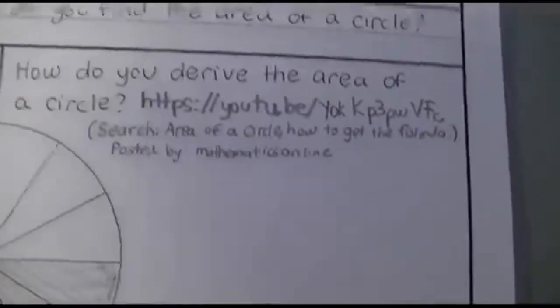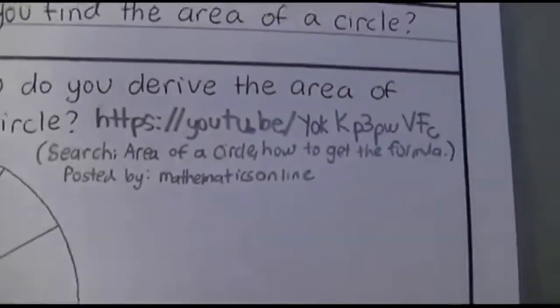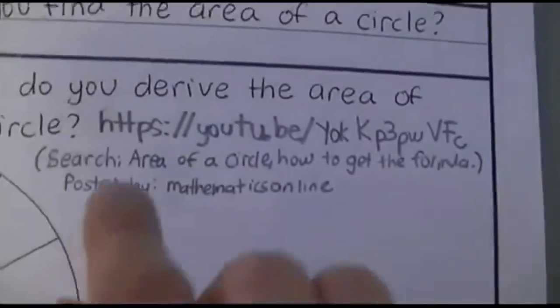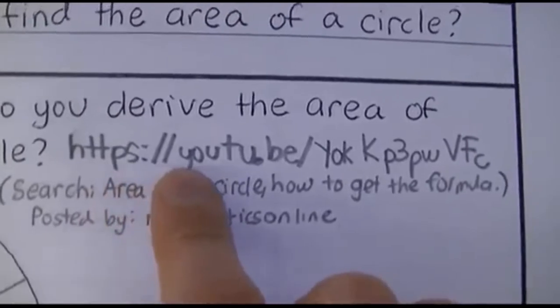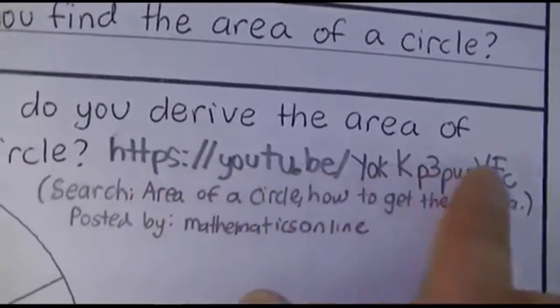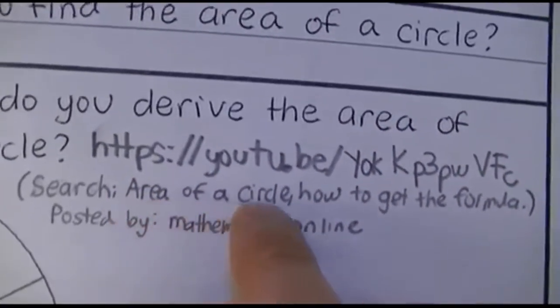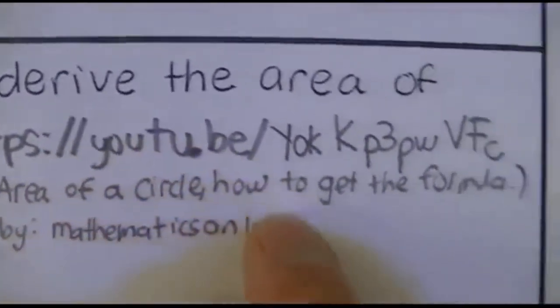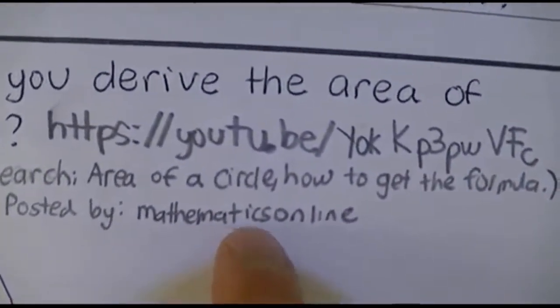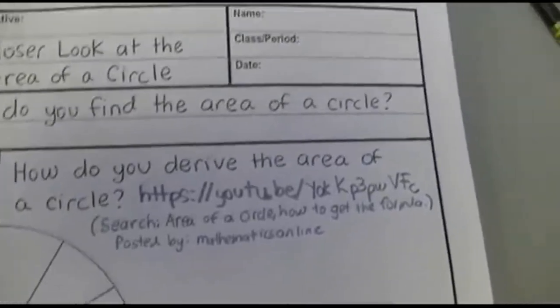And a really good video that will help you visualize this, that's way more detailed and way better than the notes I'm going to show you about how to derive it, is here. Here's the actual YouTube channel, because I want to give this person credit. If you can't read this handwriting, you can search "area of a circle, how to get the formula." It was posted by Mathematics Online, okay? We're going to try watching it. It's only 2 minutes and 46 seconds.